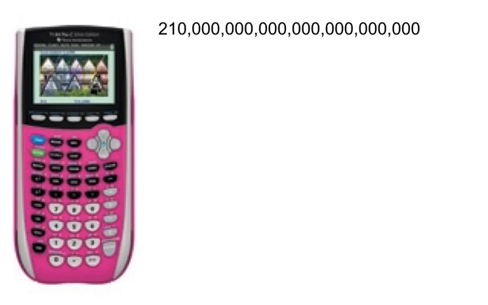The first example I wanted to show you guys was the width of the universe. You can see here, it's a 210 with a total of 22 zeros after the 2 and the 1.